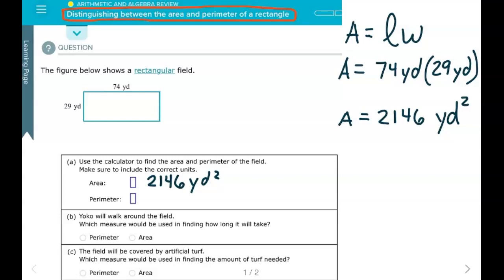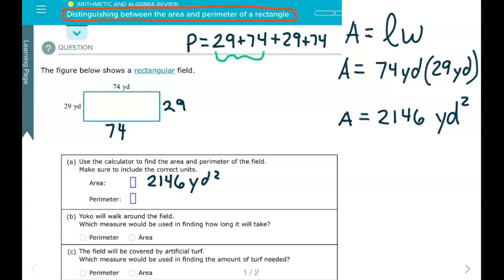Perimeter is the distance around. Now, for a rectangle, opposite sides are congruent, so they have the same measure. And so if we add up all of these, we'll get our perimeter. And after doing a couple of these, you may notice, I'm adding the length and the width twice. So some people may add 29 plus 74, get 103, and then multiply that by 2 to get 206. And these are yards to the first power.